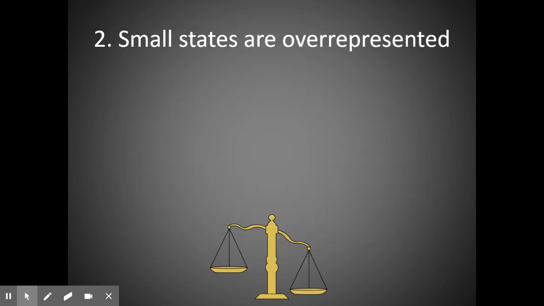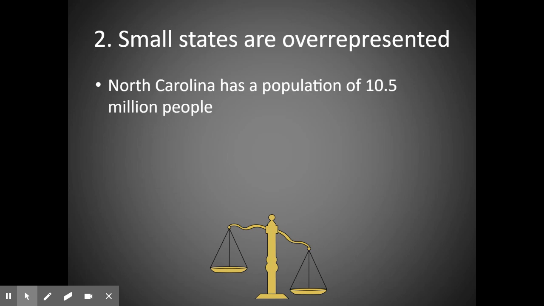Also, small states are very much overrepresented in our system. What does that mean? People often feel bad that the small states have 3 electoral votes. That's the least amount of electoral votes you can have, because everybody has 1 representative and at least 2 senators. However, to be honest, if you actually look at the math, small states don't even deserve 3 electoral votes.